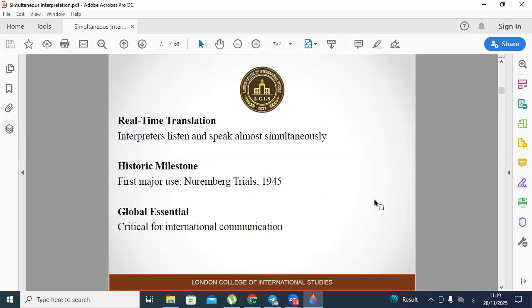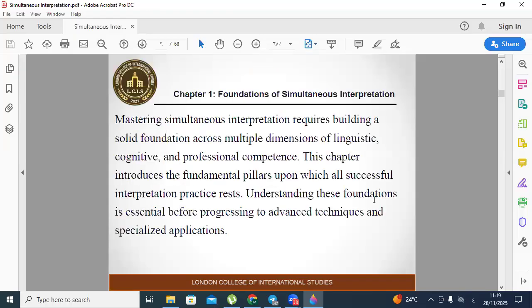These three points capture the essence of simultaneous interpretation: what it is, real-time translation; when it became professionally viable, Nuremberg 1945; and why it matters, essential for global communication. Now let's move to chapter 1, foundations of simultaneous interpretation.